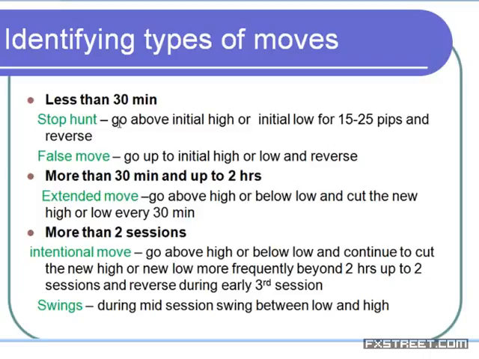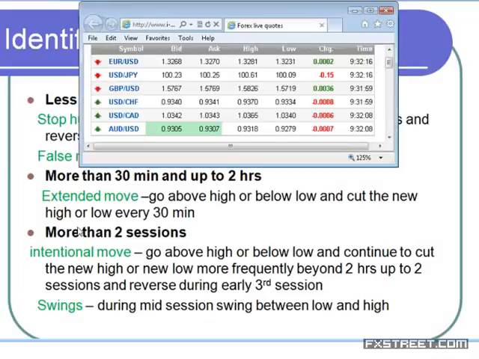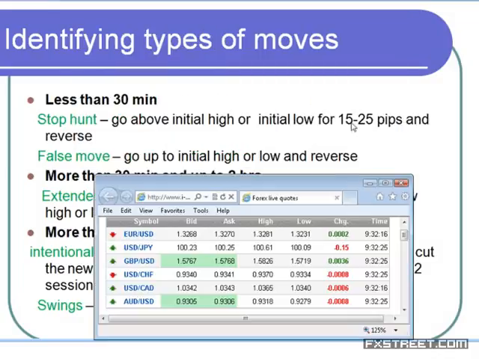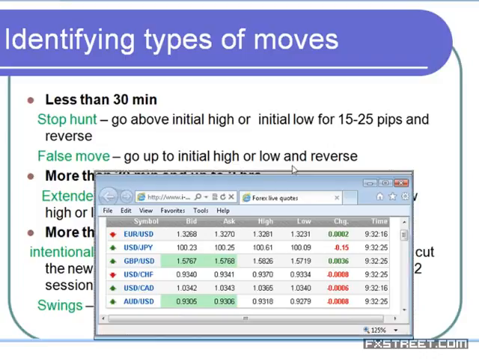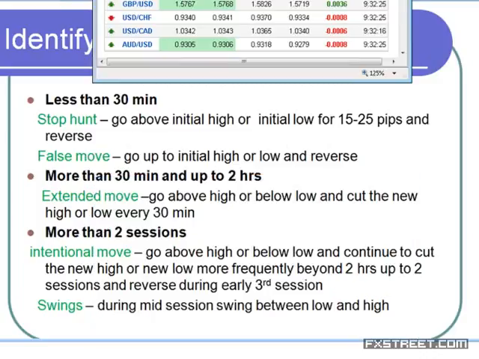One is the stop-in. They go below the initial low, like in the case of GBP. They go below the initial low, make a dip of 15 to 25 pips, and come back above the initial low in less than 30 minutes and continue to rise. That is what is called a stop-in. The false move is where they come up to the low without breaching it and then go up. That is referred to as a false move, which also happens in less than 30 minutes.